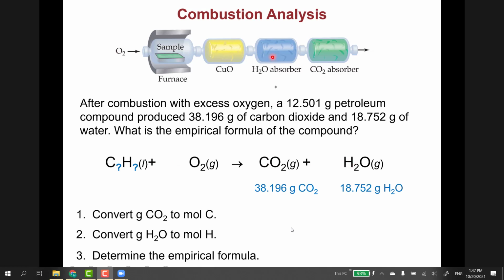And then you absorb water in one compartment and weigh it, and then absorb carbon dioxide and weigh it. And from the grams of each one of these substances, you can find the number of moles of carbon and hydrogen in your compound. And from the number of moles, you can find the empirical formula as we learned previously.